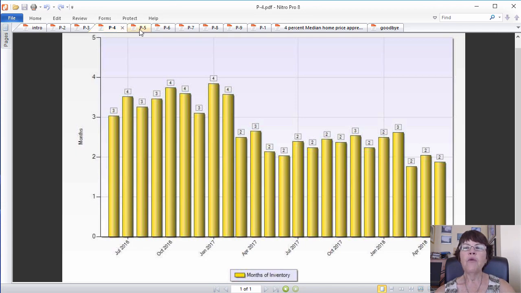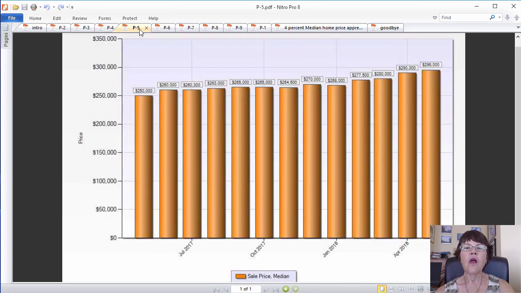Significant increase in the median price of single-family houses. As we stated, the median price of Las Vegas homes is at $295,000 in May 2018. This is 18% higher than the same 18 months ago and 10.1% higher than January 2018.